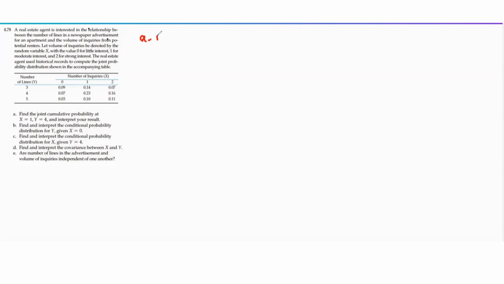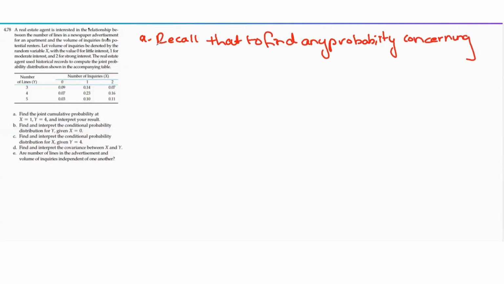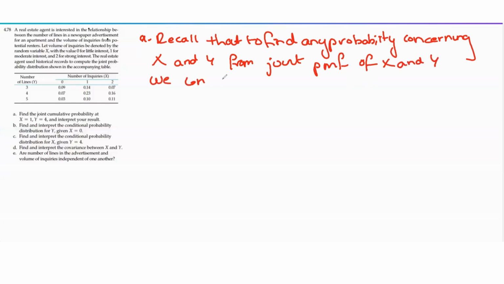First things first, there's something that we need to keep in mind. For part A, we need to recall how we find any probability concerning X and Y from the joint PMF of X and Y that's given to us. Then we'll actually solve the part. We can sum up the joint PMF over those values of X and Y.